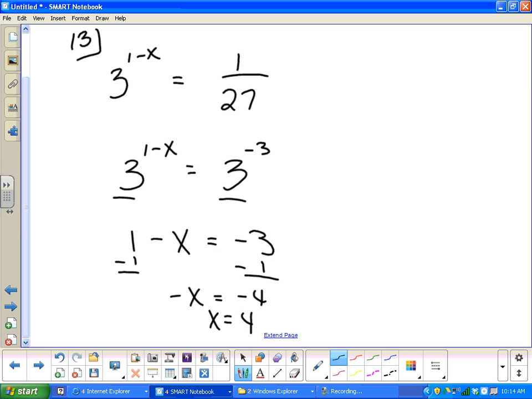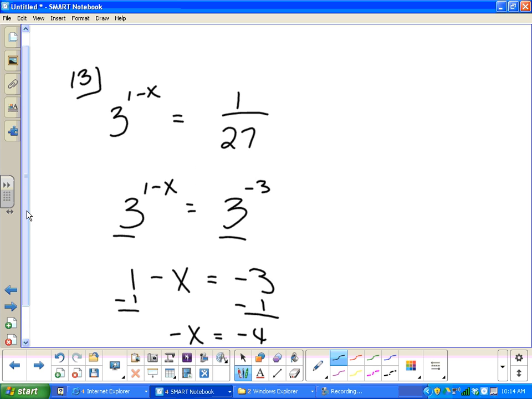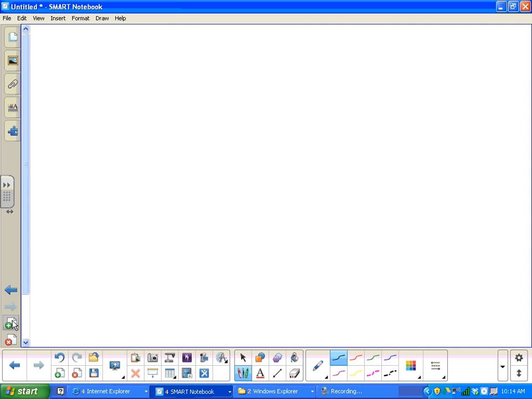Alright, so you see what you're going to do when you have a fraction like that? When you have a fraction, what's going to happen to the exponent? It's going to be a negative exponent. Okay? Alright, so we get to 17. Let's see if you can figure this one out.